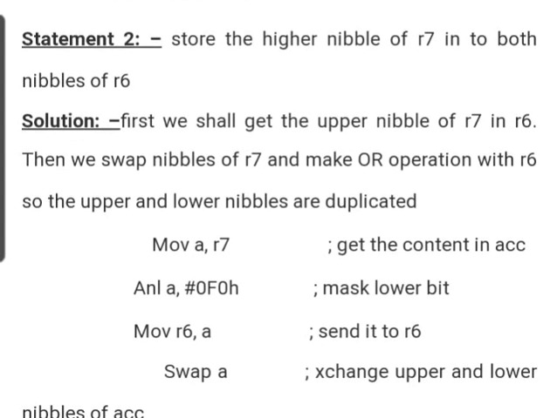Then the next is duplication and subtraction. Store the higher nibble of R7 into both the nibbles of R6. The solution is that first we get the upper nibble of R7 in R6, and then we swap the nibbles of R7 and make our operation with R6, so the upper and lower are duplicated.